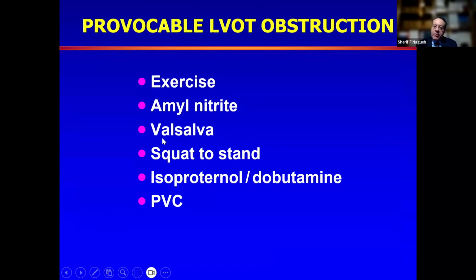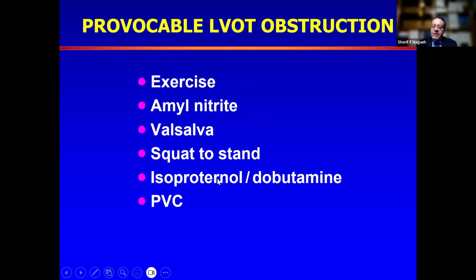So if I'm referring a patient to the lab with the diagnosis of hypertrophic cardiomyopathy, the expectation is the lab will not only show me the gradients at rest, and that will be reported, but also they will ask the patient to do a Valsalva, a good effort Valsalva, and they will also show the gradients with Valsalva. And both are considered by the treating physician in formulating a treatment plan. Squatting to standing can make obstruction worse.